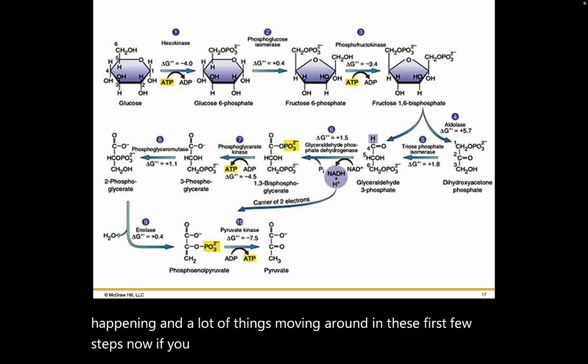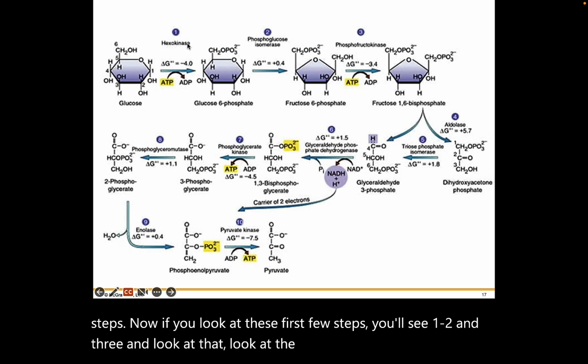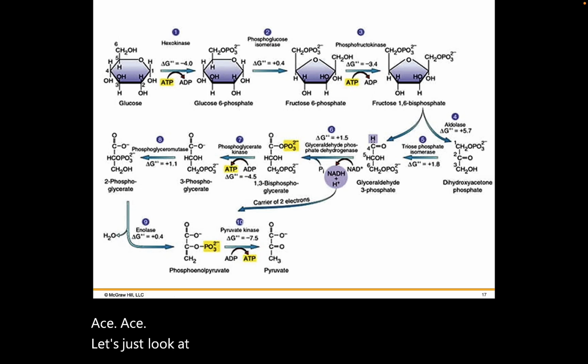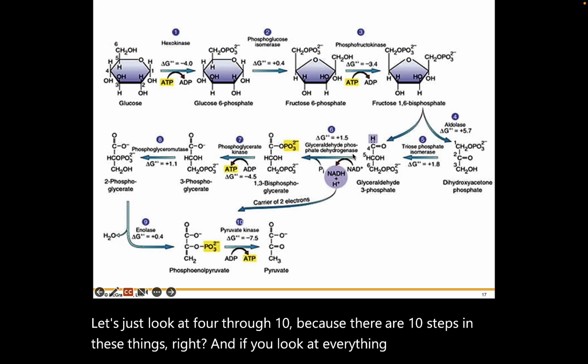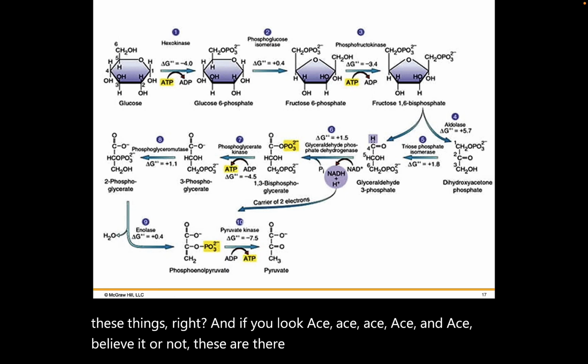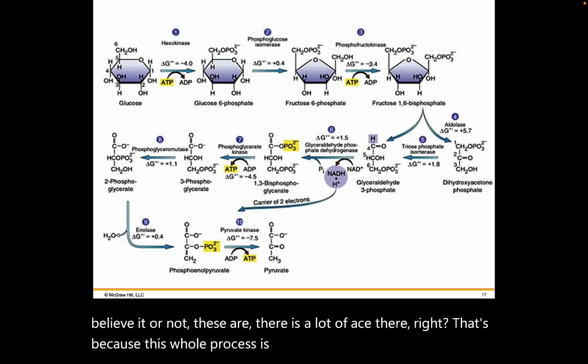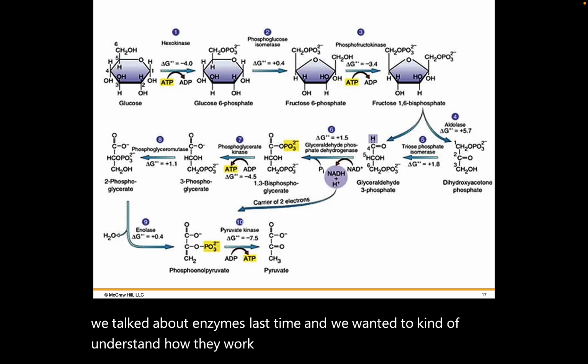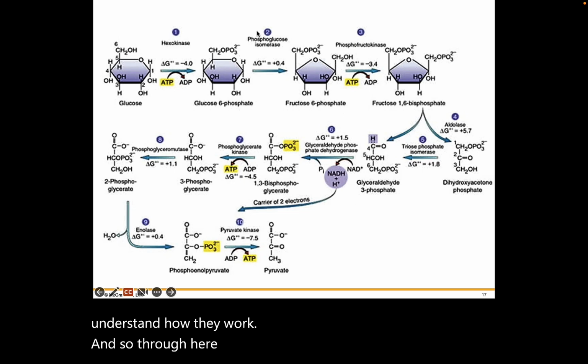Now, if you look at these first few steps, you'll see 1, 2, and 3, and look at the end: ase, ase, ase. Let's look at 4 through 10, because there are 10 steps in this process. If you look at everything, ase, ase, ase, ase, ase, ase, and ase. Believe it or not, there's a lot of ase there. That's because this whole process is mediated by enzymes, which is why we talked about enzymes last time, and we wanted to understand how they work. And so through here, we have all of these different enzymes.